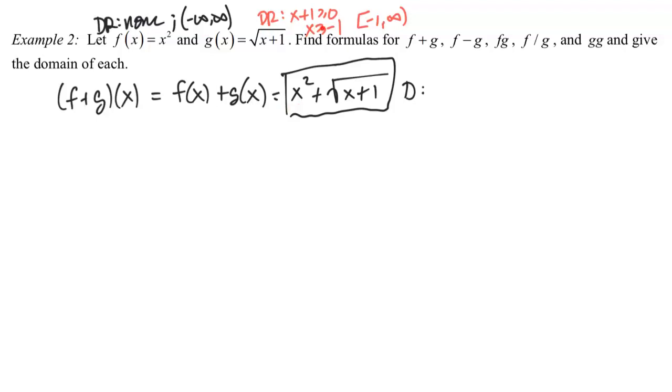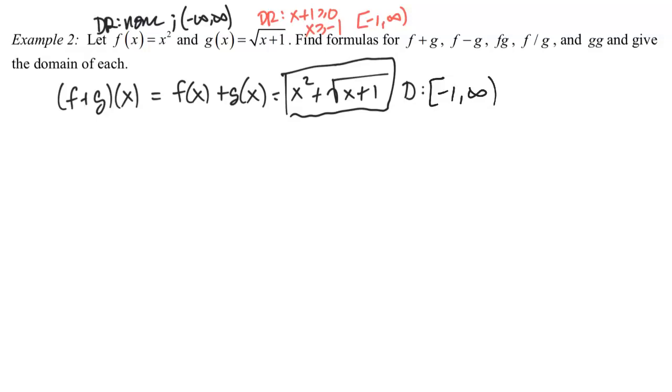But for g of x, we had this restriction that x was greater than or equal to negative 1, and that restriction carries over to the new guy. And so that domain for f plus g of x is going to be the same as the domain for g of x, which is -1 to infinity.